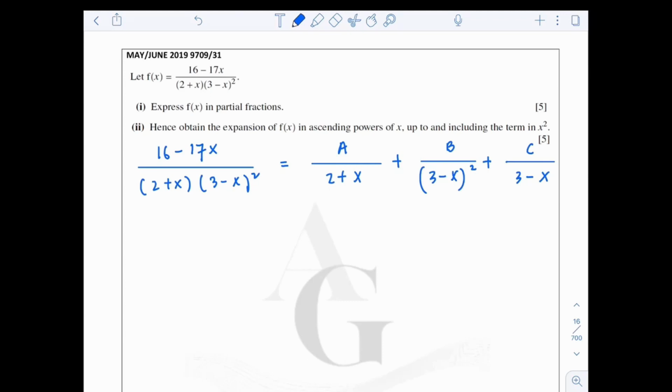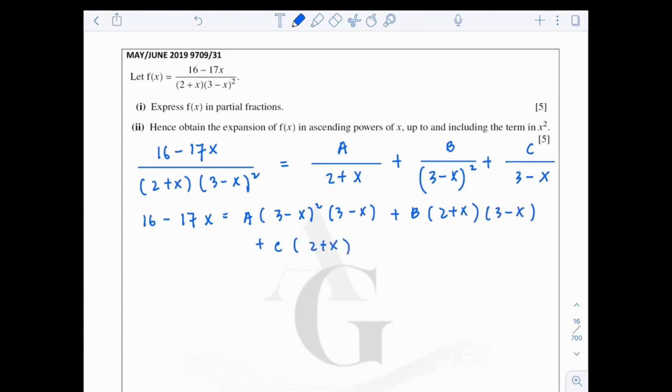And what students usually do, here's how they will do it. A multiplied with the other two factors, 3 minus x squared and 3 minus x. And the B will multiply with 2 plus x and 3 minus x. And the C multiplied with 2 plus x and 3 minus x squared. But this is a common mistake made by students. The actual way is this.